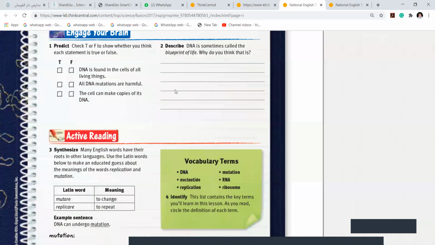DNA is found in the cells of all living things. True or false? Is it in all living things? Yes. All DNA mutations are harmful. False. The cell can make copies of its DNA. Good. True. Why is DNA called the blueprint of life?